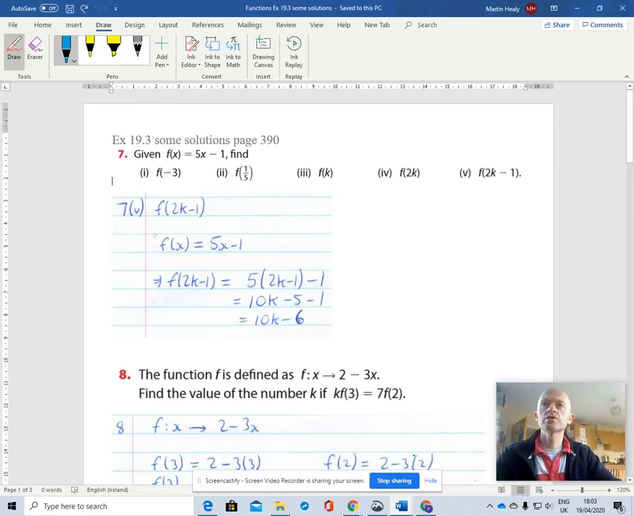So I'm going to go through some of the questions from exercise 19.3. Some of the questions from the end of the exercise are quite tricky, or at least quite confusing. Anyway, question 7 here, which I've done out the last part, but maybe the first part first of all.